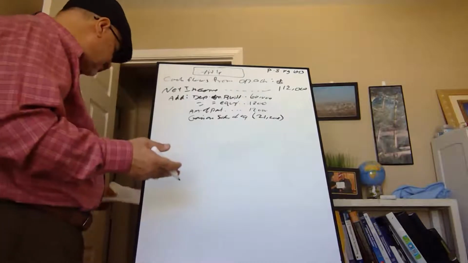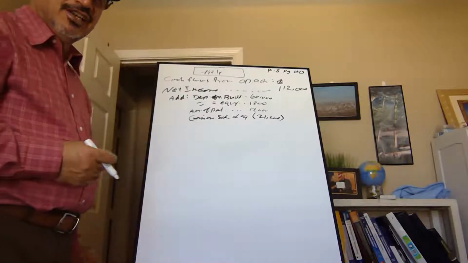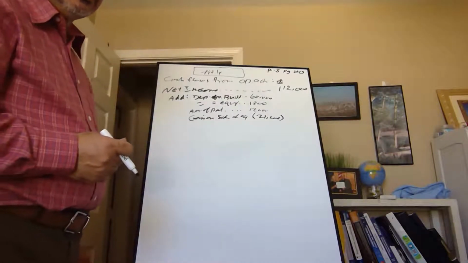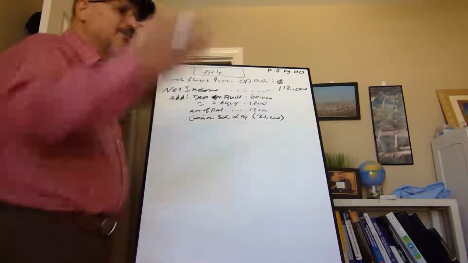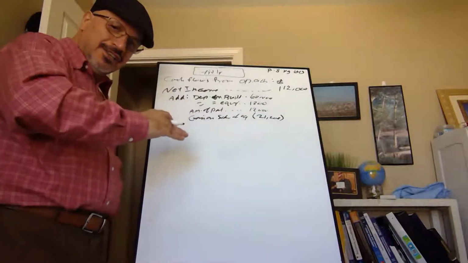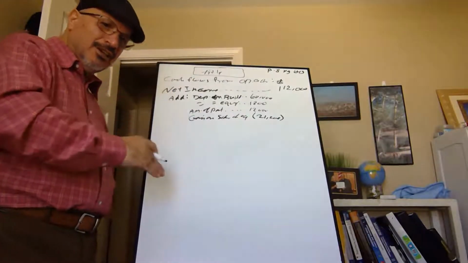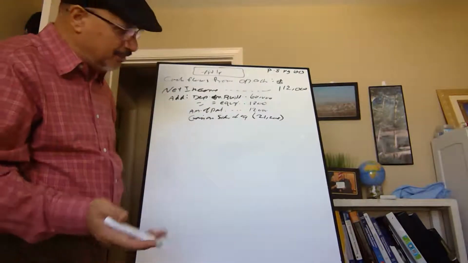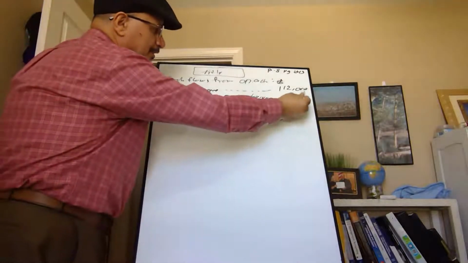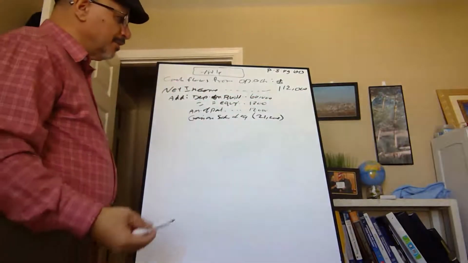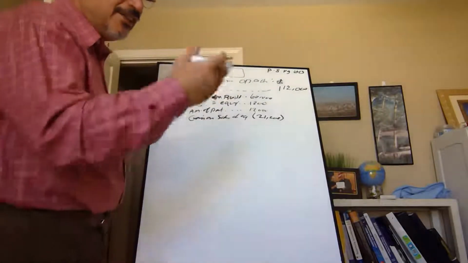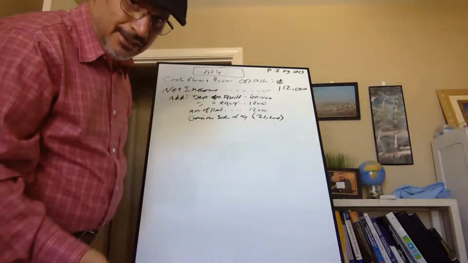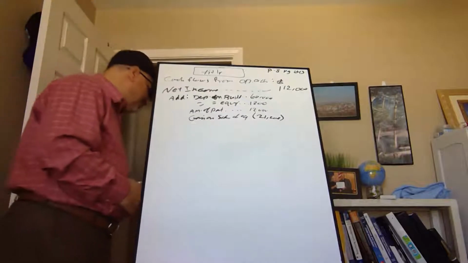Now we're going to move to changes in current assets and current liabilities. Remember, we add the decreases in assets, we subtract the increases in assets to the 112,000, okay? For current liabilities, we add the increases, we subtract the decreases, okay? So let's take a look.